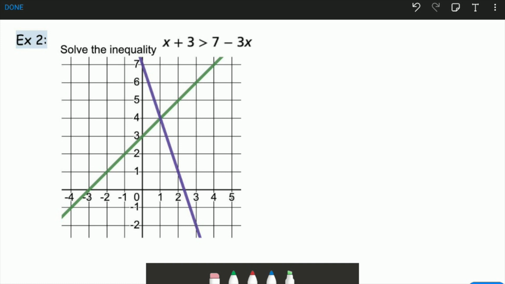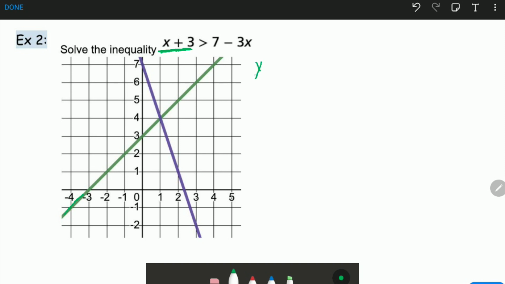Okay, in this example, we're going to solve the inequality x plus 3 is greater than 7 minus 3x by graphing here. We already have the graph given to us, so we just need to figure out which line is which to start with. If you look, we have x-intercept of 3 for the green line. Y-intercept of 3 for the green line. And you can see the first piece is x plus 3. So that means this green line is that first piece.